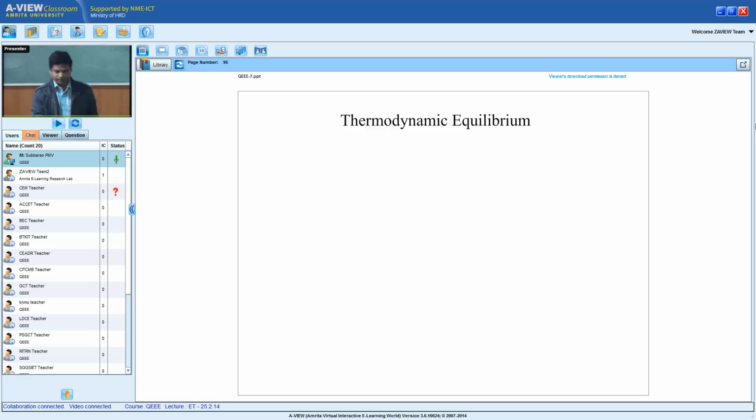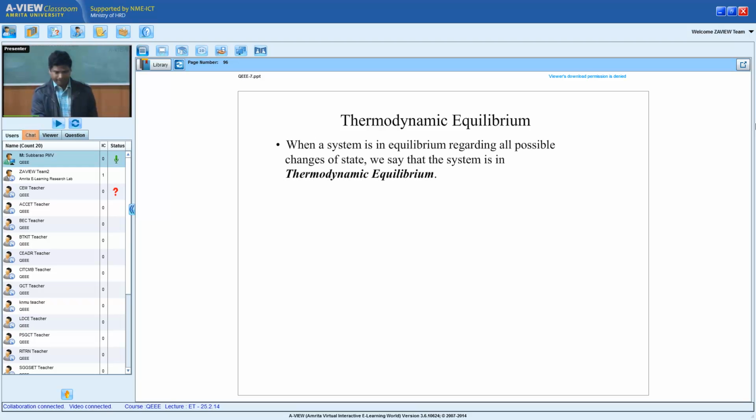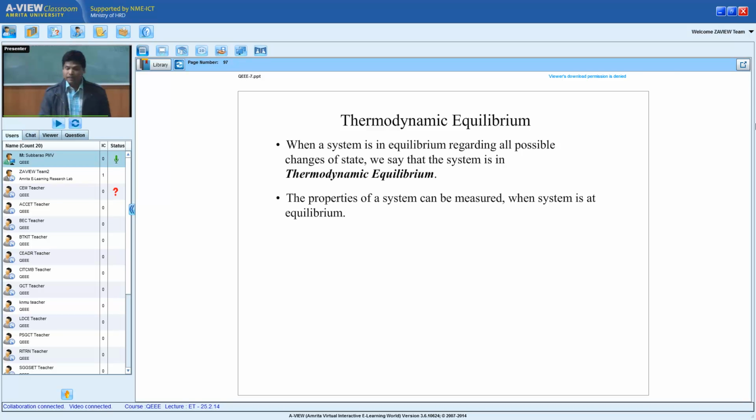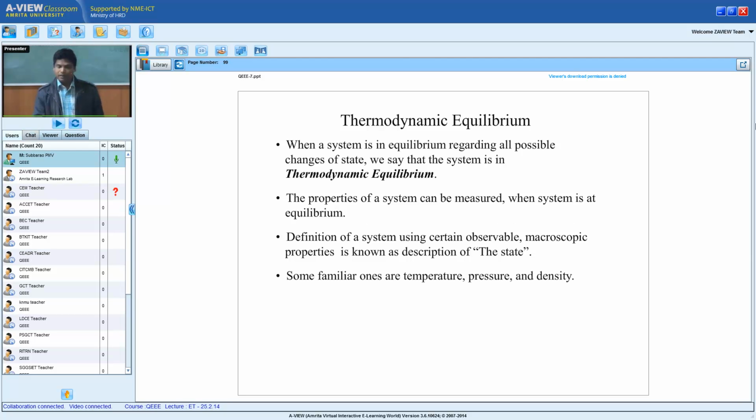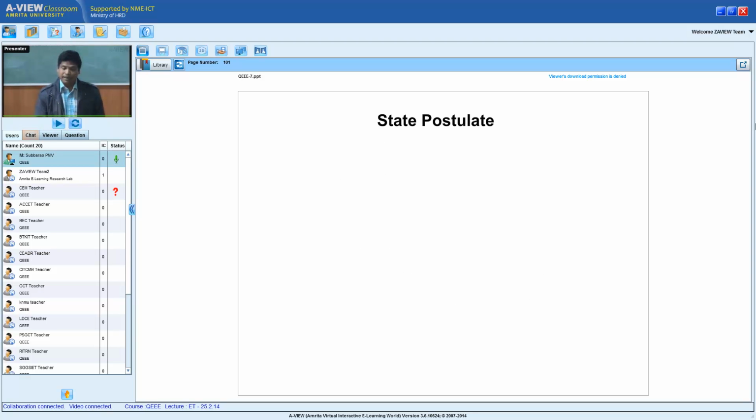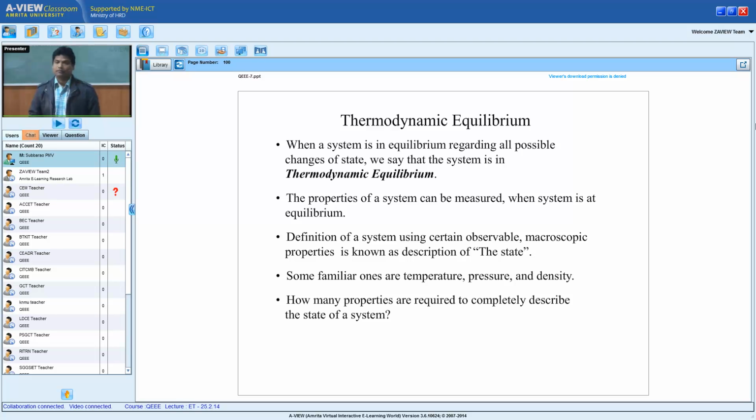You see this particular one. When the system is in equilibrium regarding all possible changes of state, we say that that system is in a thermodynamic equilibrium. Zeroth law talks about only thermal equilibrium. Be very careful. Whenever I talk about equilibrium in thermodynamics, I am not only interested in thermal. A thermodynamic equilibrium requires all known equilibriums. It should be in a mechanical equilibrium, it should be in a thermal equilibrium, it should be in a chemical equilibrium, it should be in an electrical equilibrium or a magnetic equilibrium. Everything should be done. Very important.